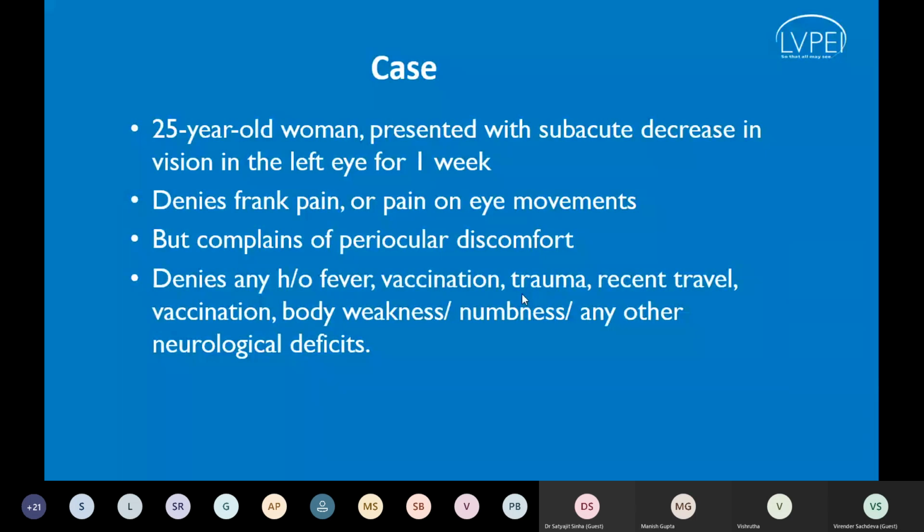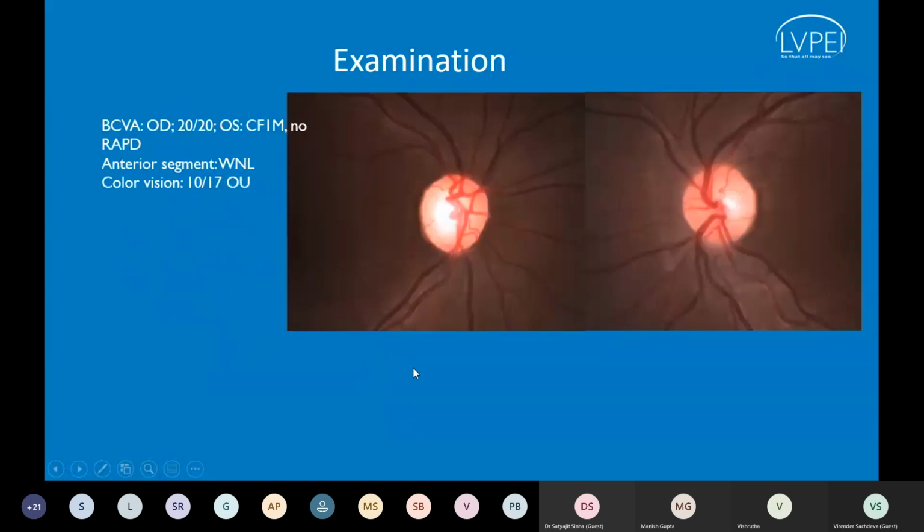In contrast, I'll highlight another example. This is a 25-year-old woman who presented to us with subacute decrease in vision in the left eye for 1 week. The patient denied frank pain or pain on eye movement, but there was periocular discomfort. There was no other significant history, no fever, no vaccination, trauma, or recent travel, and no other body weakness as well. The patient's picture appears like this.